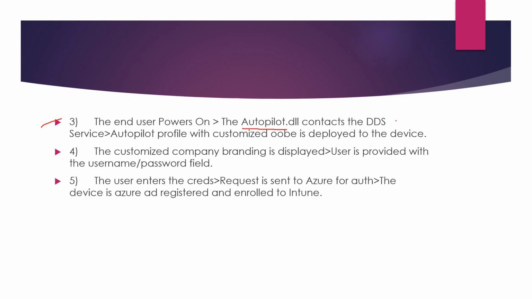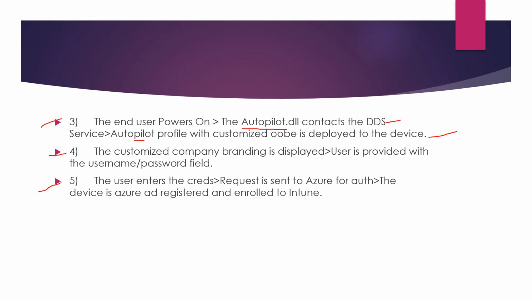Autopilot DLL contacts the device discovery service in Autopilot, and then the Autopilot profile with the customized OOBE is deployed to the device with the company branding, which is displayed to the user. The user enters the username and password. The end user requests authentication from Azure. All the tokens are issued by Azure. Authentication is done fine. The device is Azure AD joined by the end of this process, and Intune enrolled.